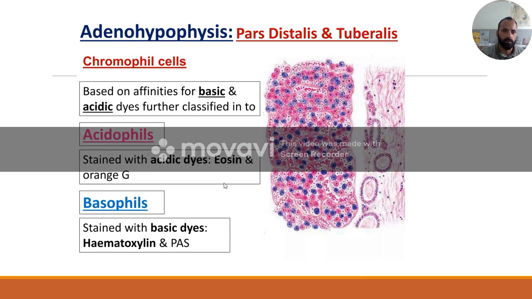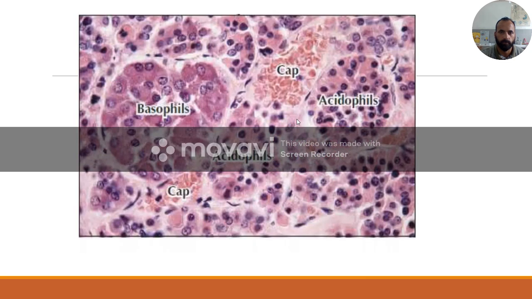Now chromophil cells, based on the type of stain we use and their affinities for basic and acidic dyes, will be further classified as acidophils and basophils. Acidophils basically stain with the acidic dyes, such as eosin and orange G, and basophils basically stain with the basic dyes, such as hematoxylin and PAS. Here the bluish color is the basophils, and the pinkish cells are usually acidophilic cells.